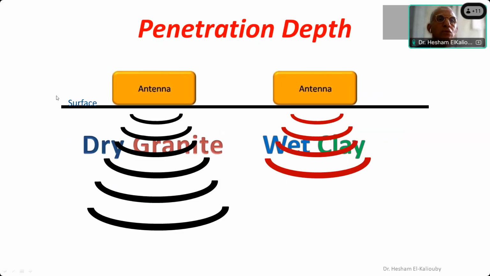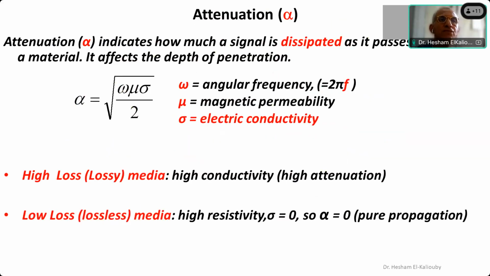So it's important to know how the GPR can penetrate through different earth materials. Attenuation is a very important parameter. It tells us which parameters can cause attenuation for the GPR signal. It indicates how much a signal is dissipated or decayed when it moves into this material.